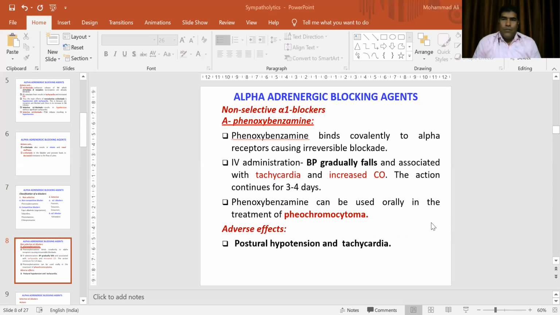Phenoxybenzamine can be used orally in the treatment of pheochromocytoma. Adverse effects of phenoxybenzamine: it can induce postural hypotension as well as tachycardia.